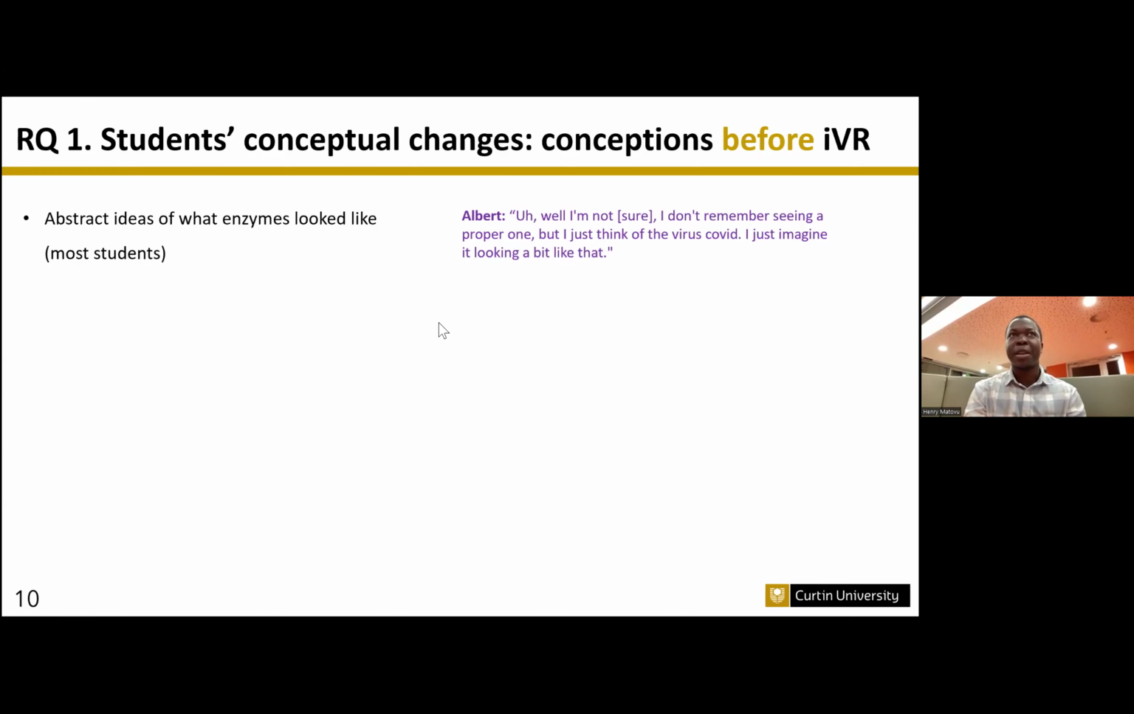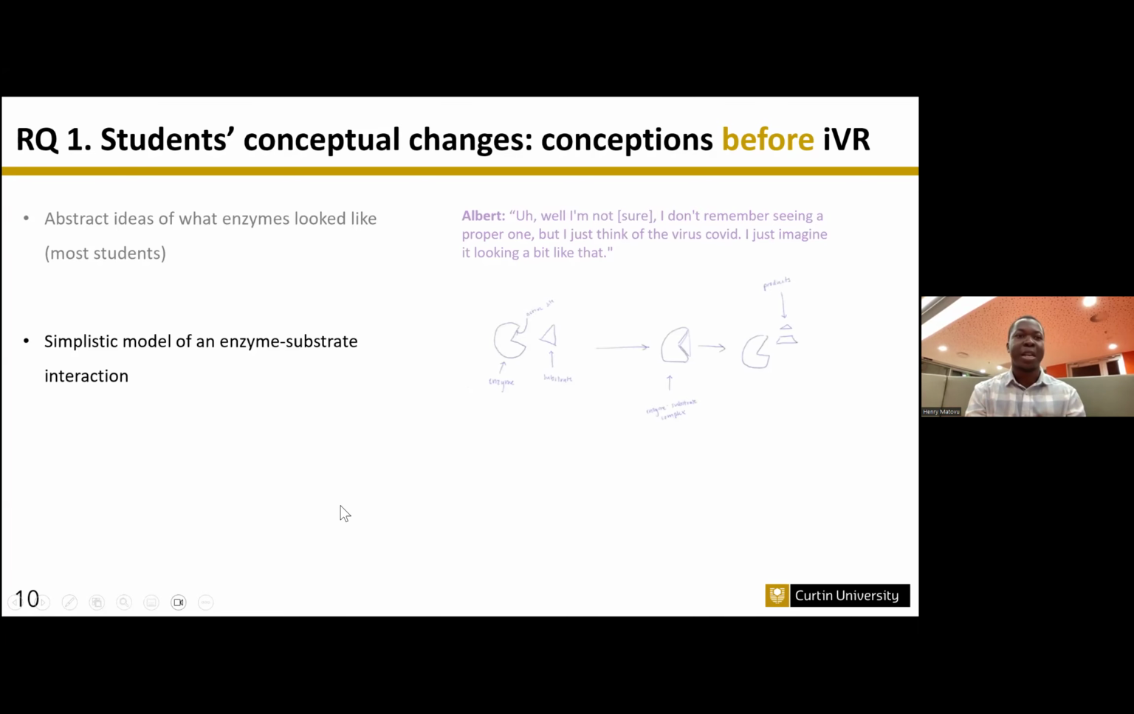Now, surprisingly, even though some of these students were doing biological chemistry or had very good chemistry backgrounds, they had very abstract ideas of what enzymes looked like. Some mentioned that enzymes are proteins, made of amino acids, but when you asked them further, they were not sure what it looked like. For example, Albert here was saying, I don't remember seeing a proper one, but I think of it as a virus, COVID. Others had a similar idea of a ball. They would describe it as a ball.